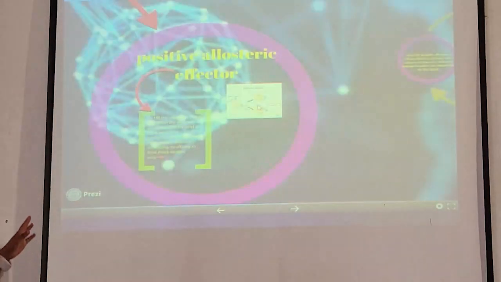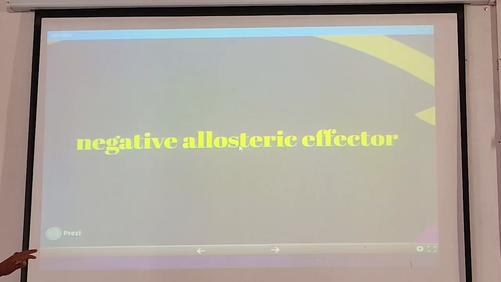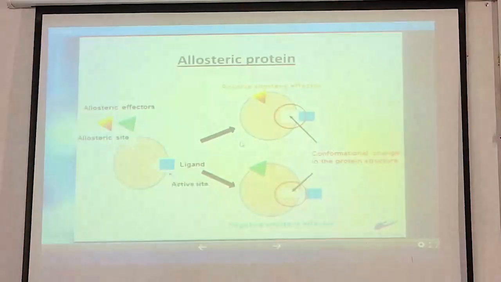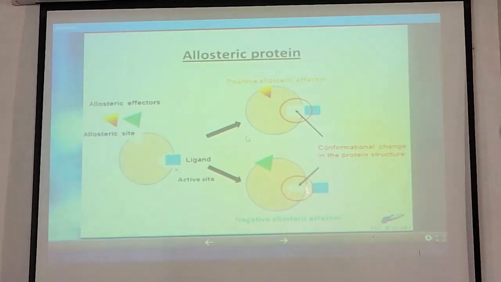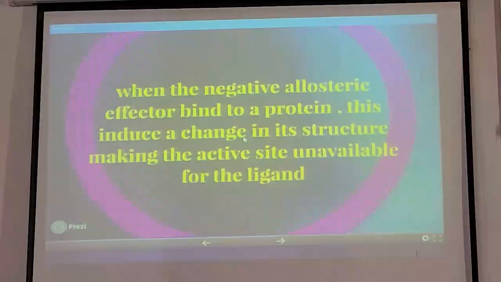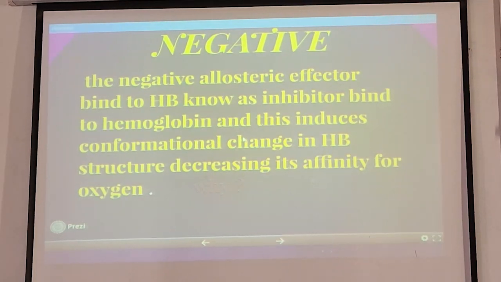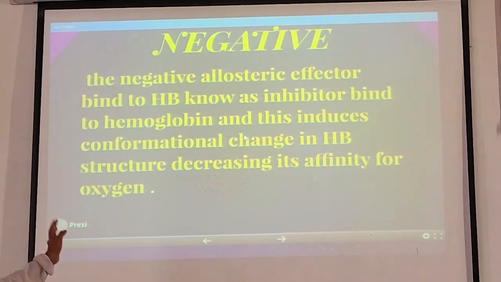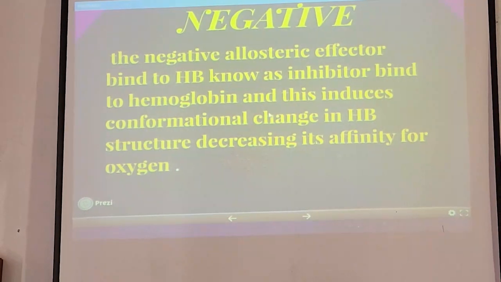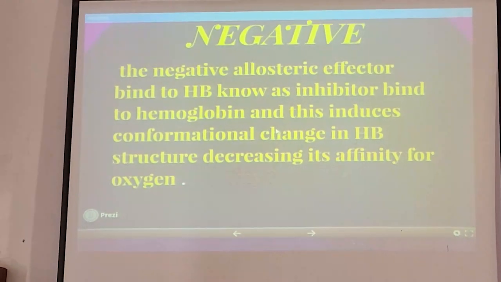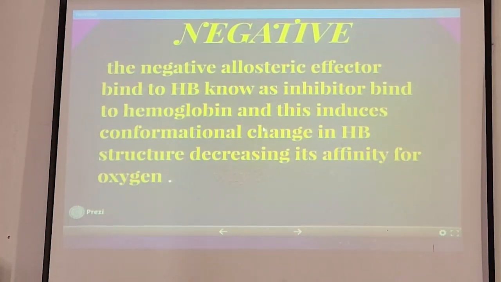On the other side, we have the negative allosteric effectors. The negative allosteric effectors bind to protein and cause a conformational change in its structure, making the active sites unavailable for the ligand. So the negative allosteric effectors, when they bind to hemoglobin, act as inhibitors, which means decreasing the affinity for oxygen and stabilizing the T state of hemoglobin. Why do the negative allosteric effectors decrease the affinity for oxygen? Because they stabilize the T state of hemoglobin.